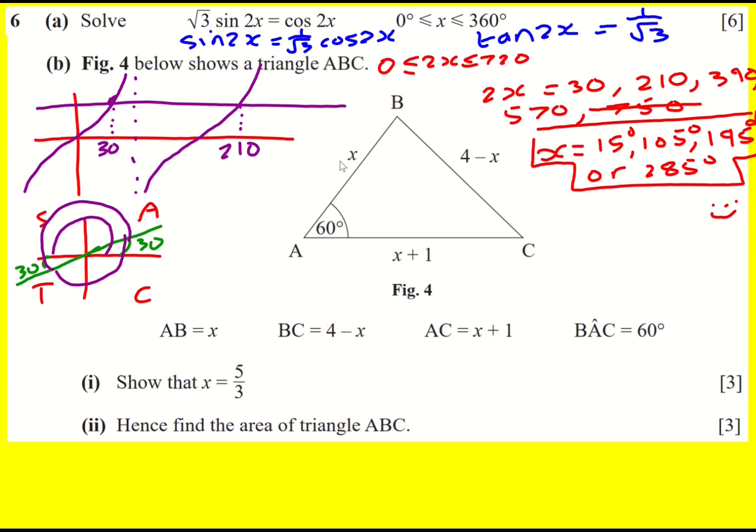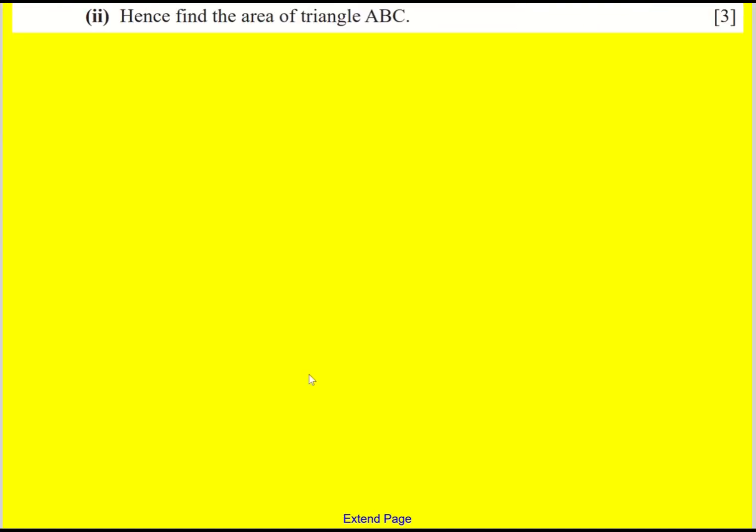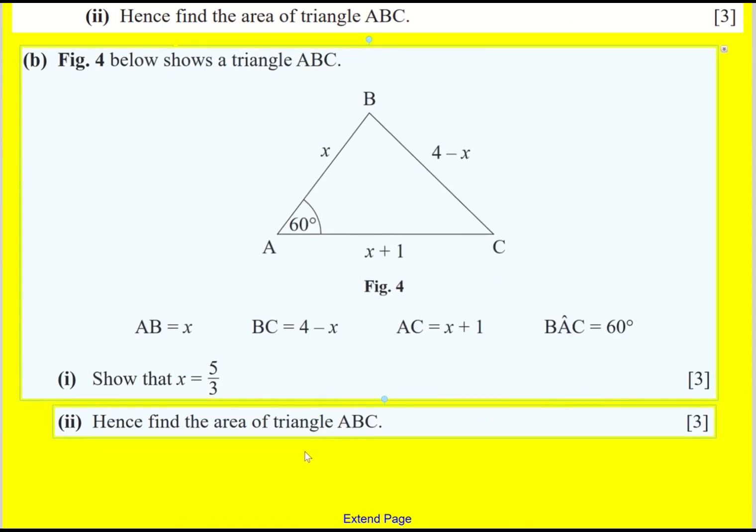On to part B, where we're given a triangle, 3 sides in terms of x, and an angle. And we're asked to show that x is 5 over 3, and then later on to find the area. So this is going to involve the cosine rule. It's a non-right angled triangle. We don't have like 2 angle-side pairs or anything, but we do have 3 sides in terms of x and an angle, perfect for the cosine rule.